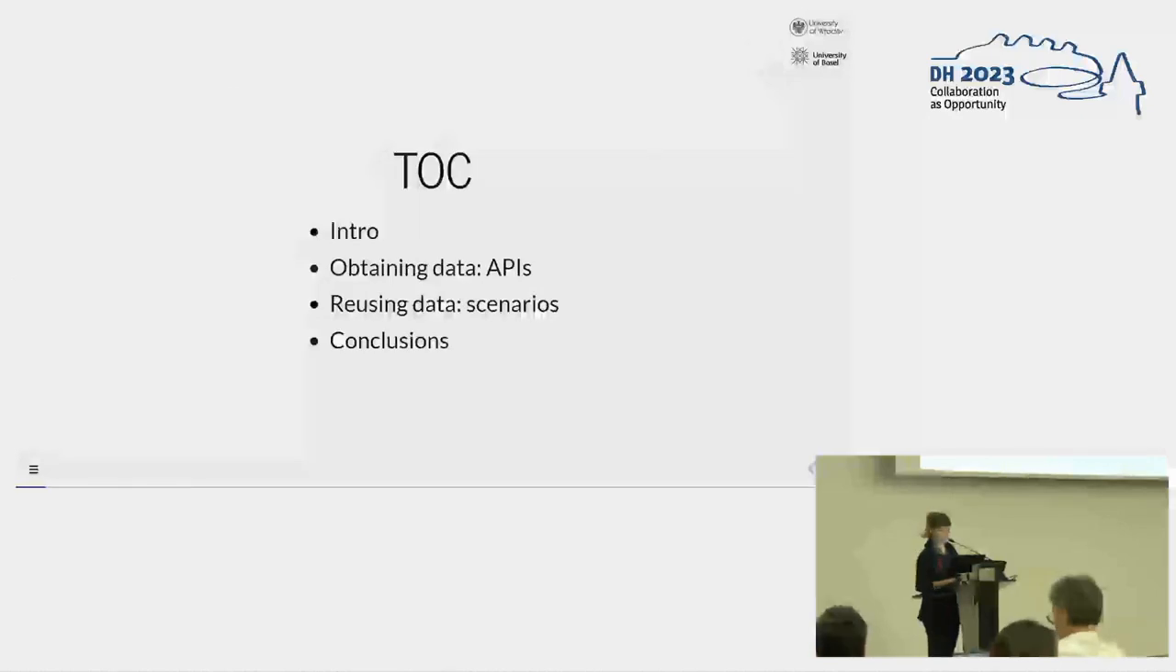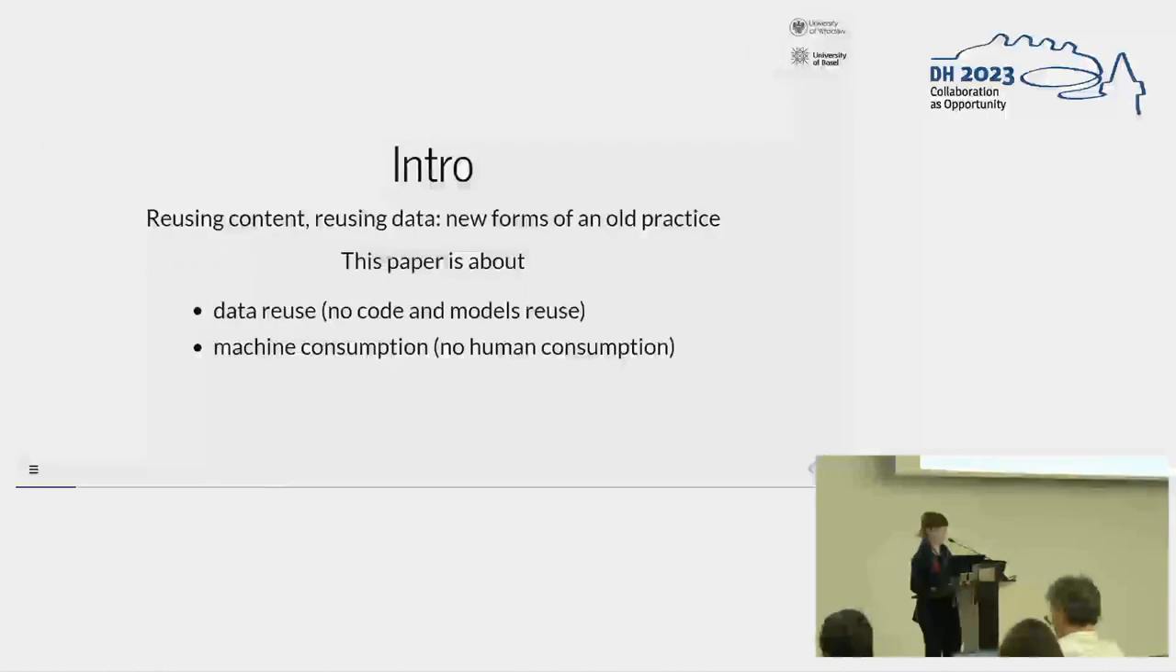So I'll have a short introduction, and then I'm moving on to how to obtain the data, and then I'll present some scenarios of how to reuse data from editions to arrive, hopefully, to some conclusions. So using and reusing editions in scientific research is not something new. For centuries, historians, literary scholars, philosophers, and many others have built scholarship on top of the editions of the sources they needed to access. With digital editions and digital scholarship, something changed or may change.